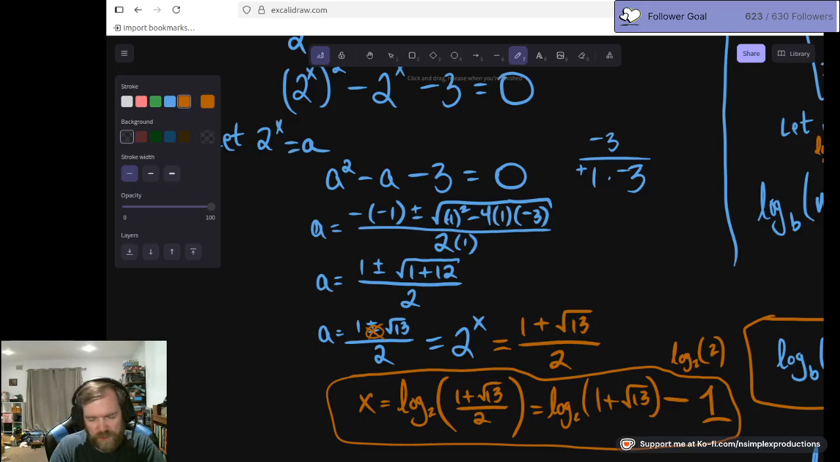Right, and I guess we should, in theory, just plug it in to make sure it actually works and isn't a false answer. Because that happens sometimes. Okay, so we say we want to take 1 plus the square root of 13, divided by 2. Take the log with base 2 of that. Curses.